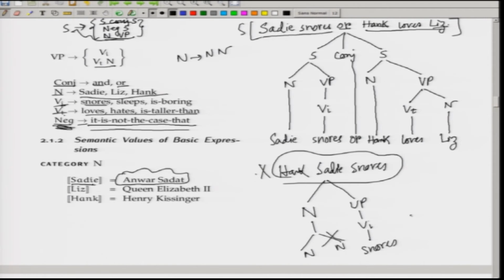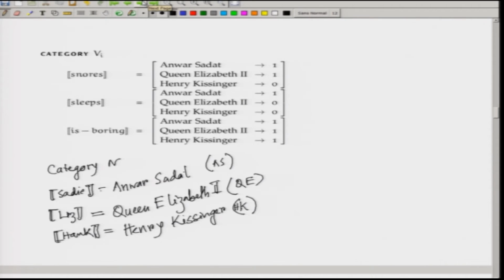Sadie is a name, but this Anwar Sadat is not a name. It is a real person. So, just imagine, otherwise formal semantics will not be understood properly. So, Liz is a name, but Queen Elizabeth II is not a name. It is a real person, Queen Elizabeth II, and Hank is a name, but Henry Kissinger is once again not a name, but a real person. So, then we go to the next category VI.